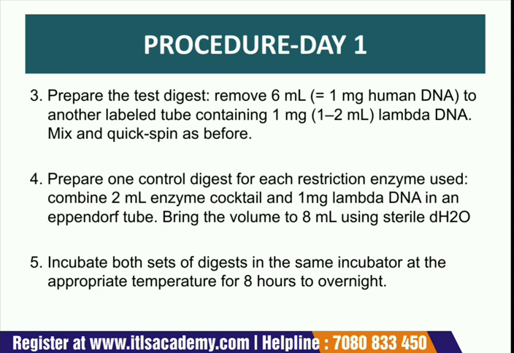Now prepare one control digest for each restriction enzyme used. Combine 2 ml enzyme cocktail and 1 mg lambda DNA in an Eppendorf tube. Bring the volume to 8 ml using sterile DH2O. Incubate both sets of digest in the same incubator at the appropriate temperature for 8 hours to overnight. You can choose the temperature and time according to your incubator, from 8 hours to overnight.